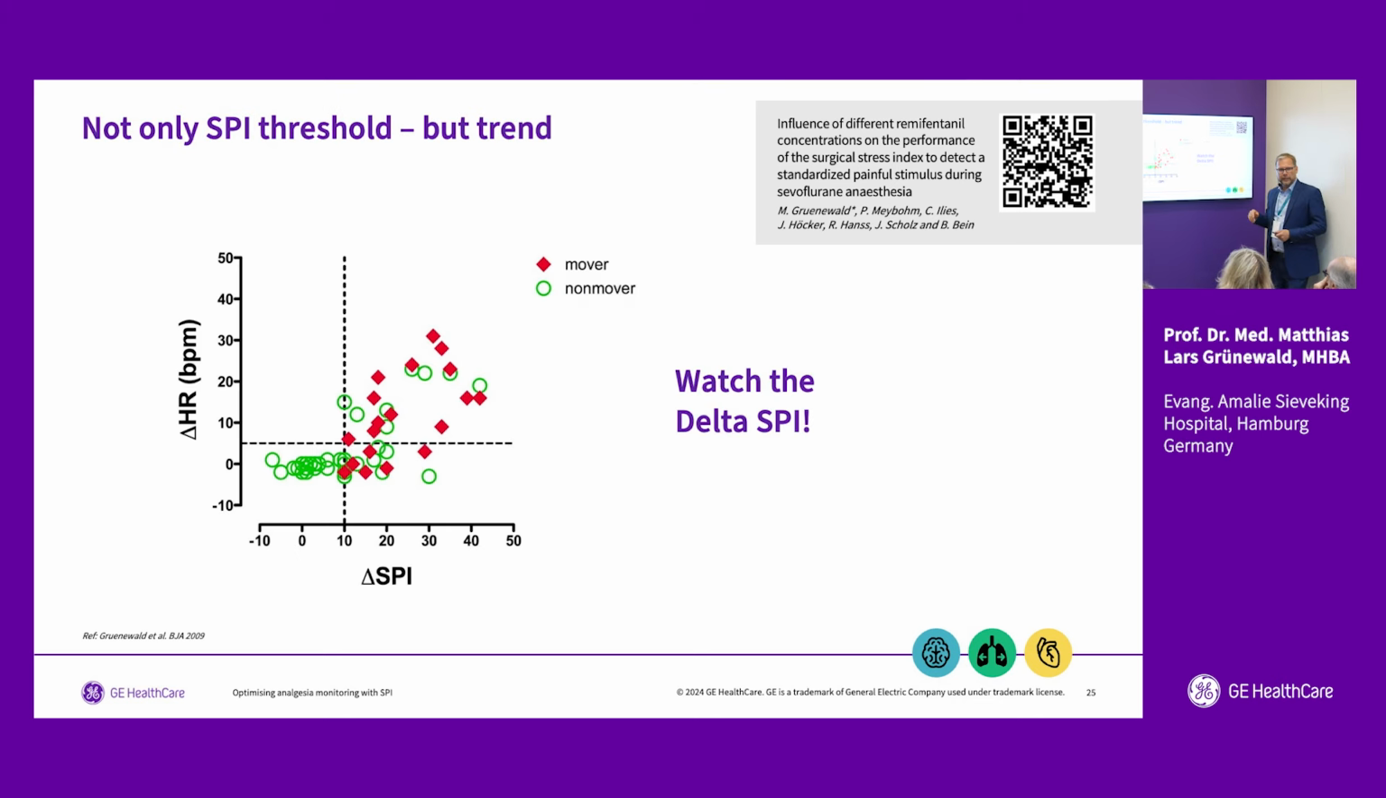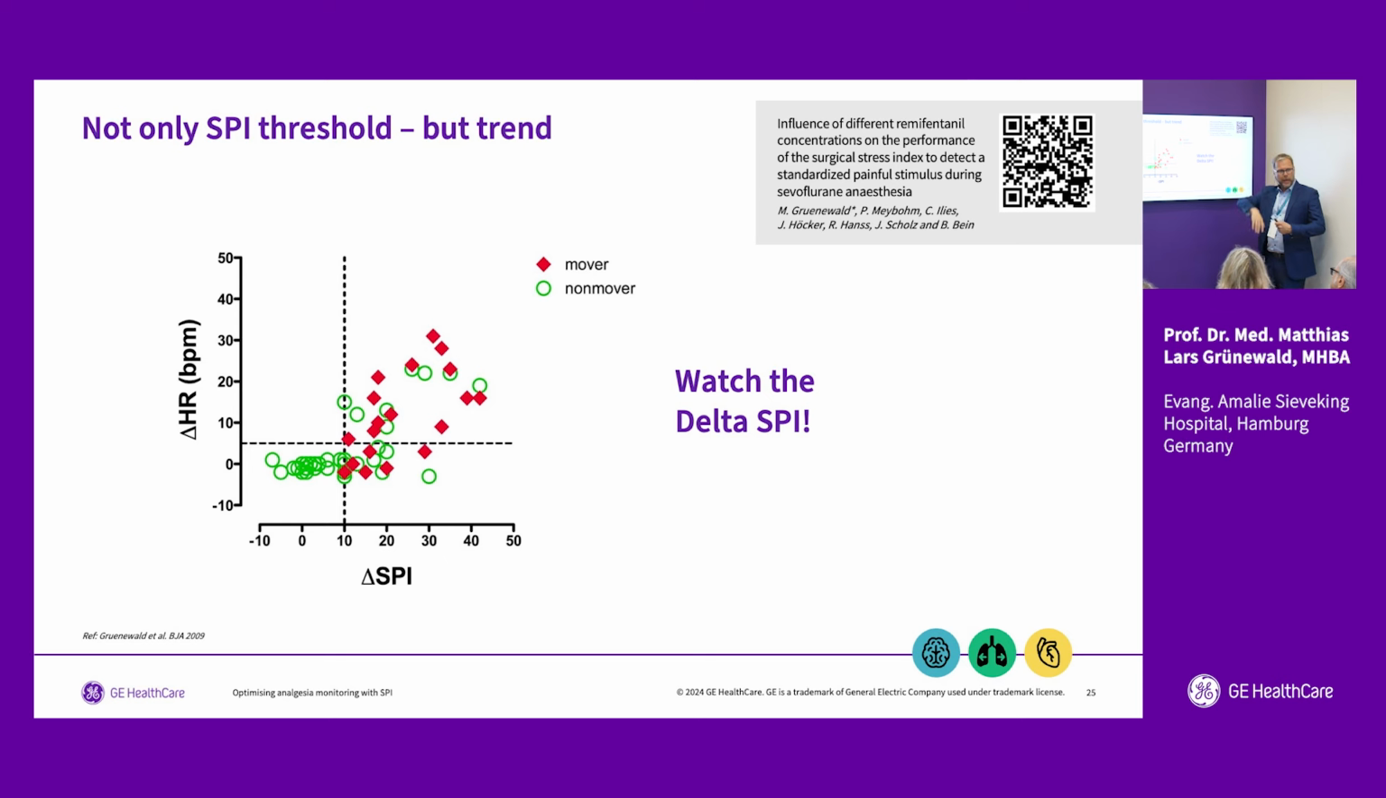Another very important thing is that when we described that, we were often asked, why not use just heart frequency? This is something we already have in our monitoring. So we looked at the delta, the change of heart frequency, and the delta of the surgical pleth index. And as you can see, none of the patients that moved showed a delta value of the SPI less than 10.